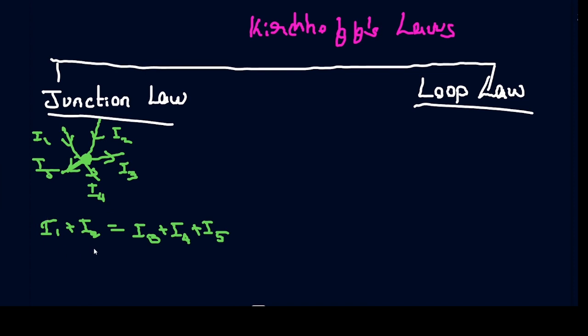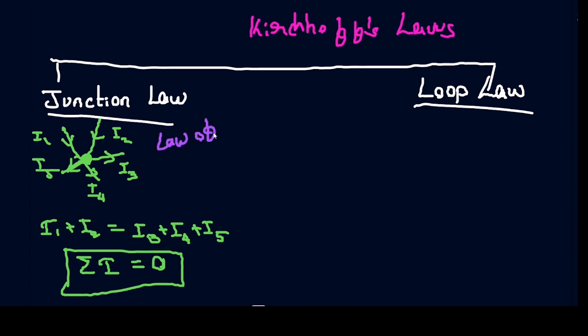If I write all this on one side, then it will become the sum of I is equal to 0, right? So here the algebraic sum of all the currents coming towards the junction is equal to all the currents going away from the junction, right? So this is known as the junction law, and it is based on what? The law of conservation of charge. Okay, now it's time to discuss the loop law.